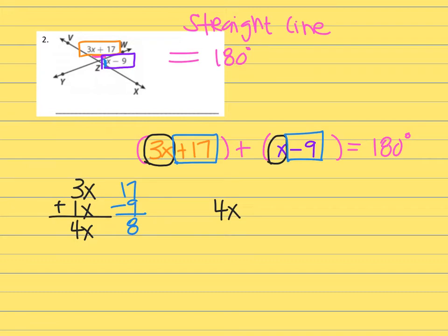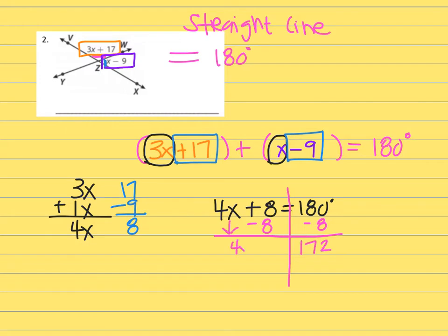So my equation says 4x plus 8 equals 180 degrees. Now I'm going to solve just like I would a normal equation. So I'm going to separate the sides. Instead of adding 8, I'm going to subtract 8. 180 minus 8 makes 172.